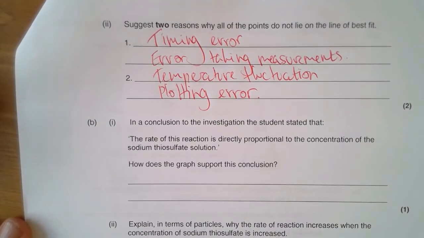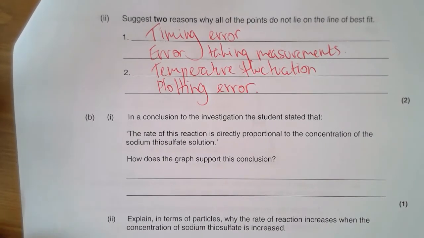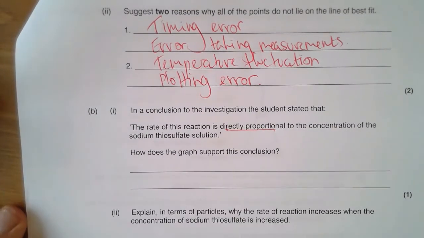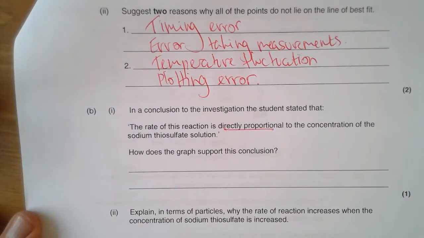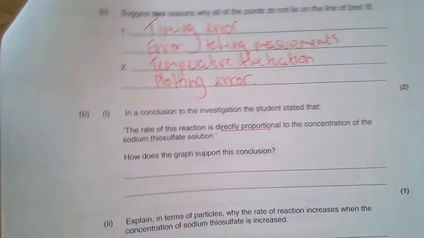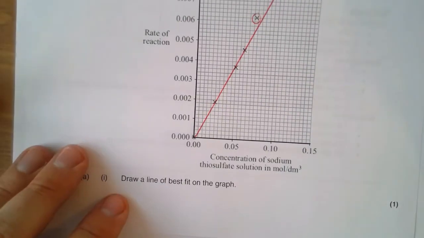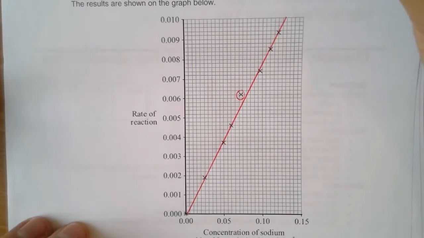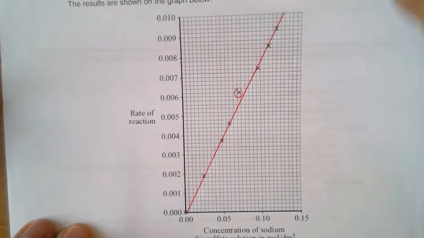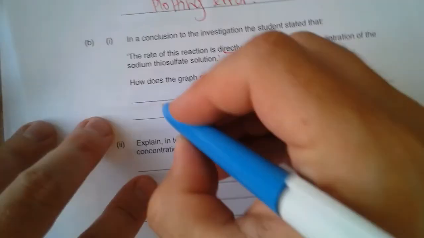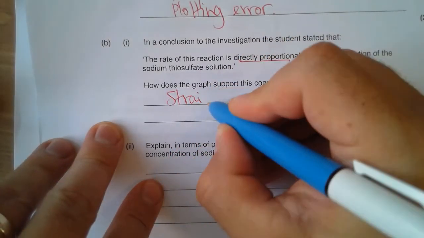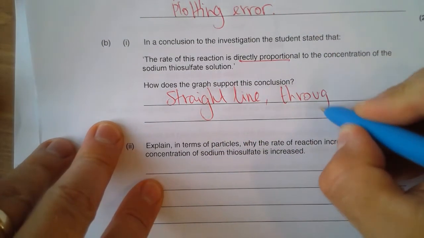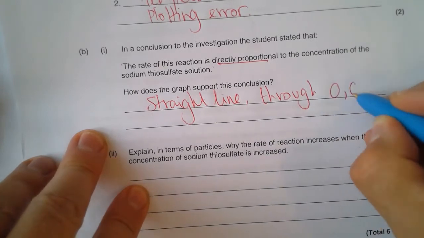In a conclusion to the investigation, the student stated that the rate of reaction is directly proportional to the concentration of the sodium thiosulfate solution. How does the graph support this conclusion? So we're looking at our graph. It's a straight line through the origin with a positive gradient. So that ticks all the boxes for directly proportional. So straight line, through the origin, or 0, 0.